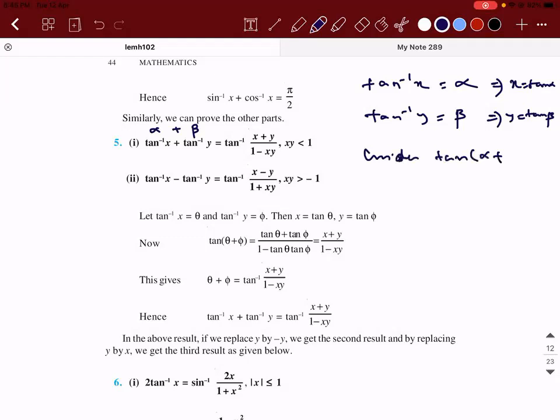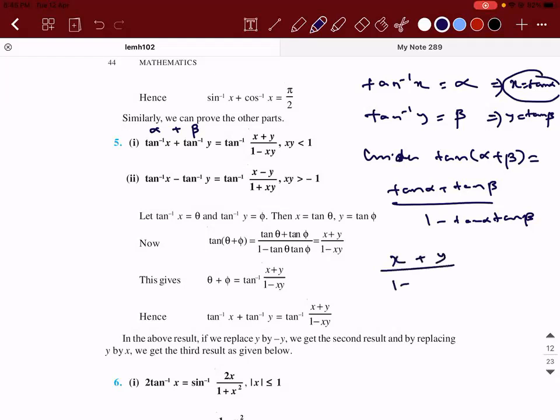So consider tan of alpha plus beta. What is tan of alpha plus beta? Tan alpha plus tan beta divided by 1 minus tan alpha tan beta. But what is tan alpha? x. So x plus y by 1 minus xy. This is tan of alpha plus beta. But what do we want? We want only alpha plus beta. Then this will become tan inverse of x plus y divided by 1 minus xy.